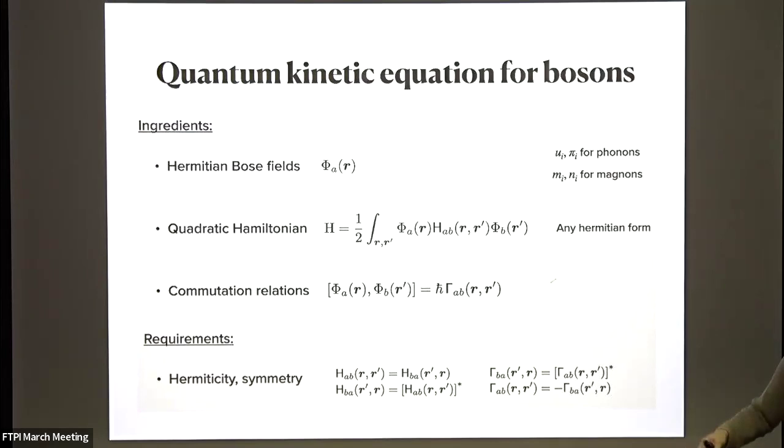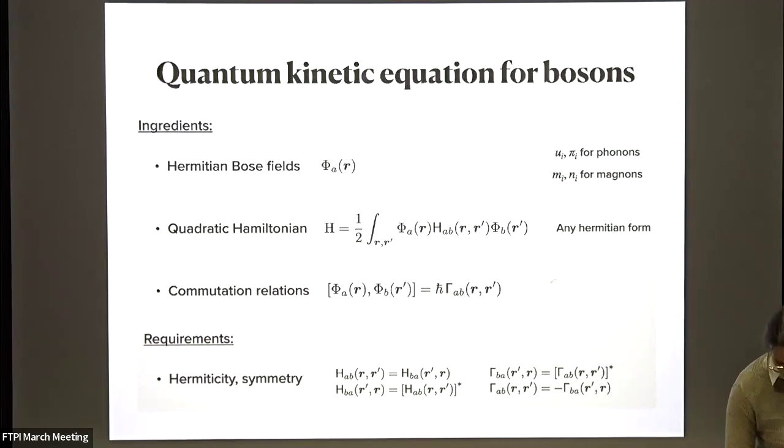And then what we've restricted ourselves to so far are quadratic Hamiltonians. The next step would be to include interacting Hamiltonians. We consider any Hamiltonian which can be spatially dependent. There does not need to be any translational invariance. All you need is that it's Hermitian. And from there, you can define an object gamma, which will be the commutation relations. And requirements of hermiticity basically require a few constraints on these objects.